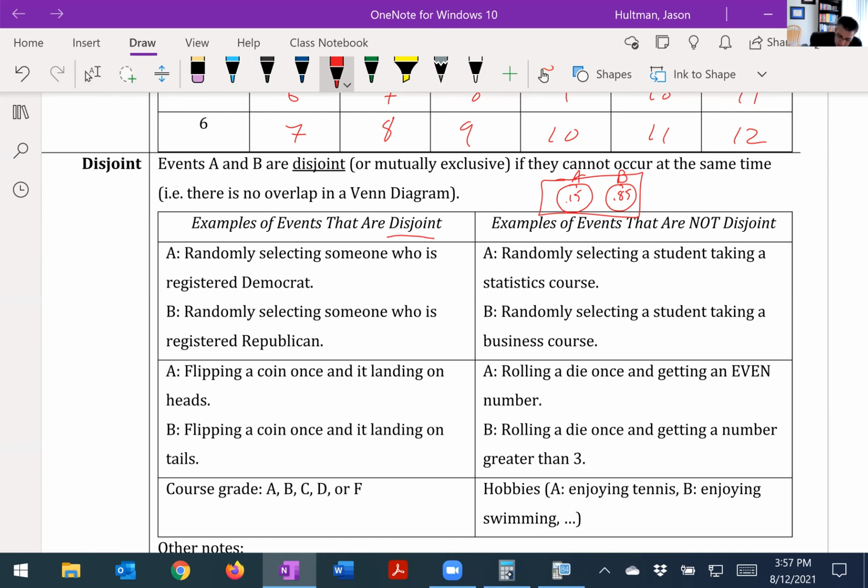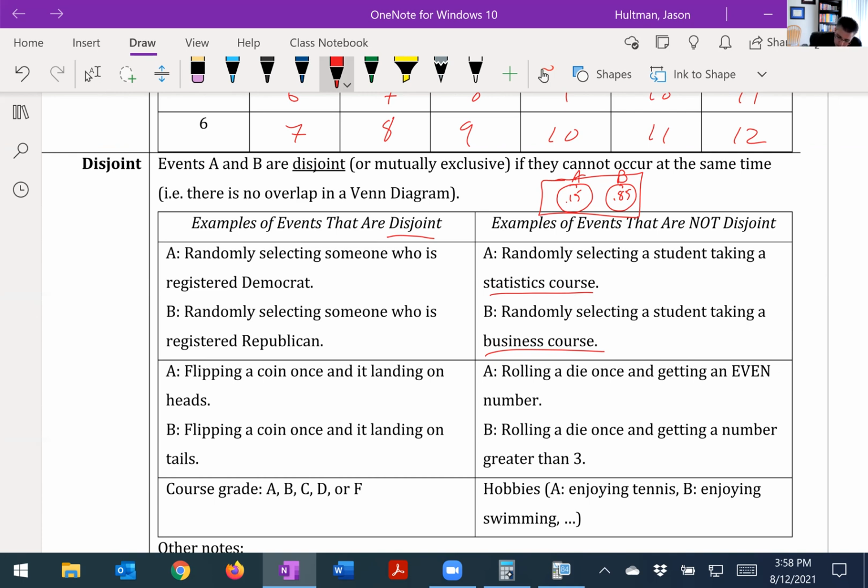Randomly selecting someone who is a registered Democrat is an example of disjoint events. You're either a registered Democrat or you're not. Randomly selecting someone who's registered Republican is another. Now, an example of events that are not disjoint: randomly selecting a student taking a statistics course and randomly selecting a student taking a business course. Could they be taking both at the same time? Yes. So those are not disjoint.